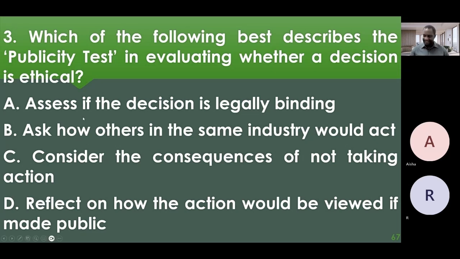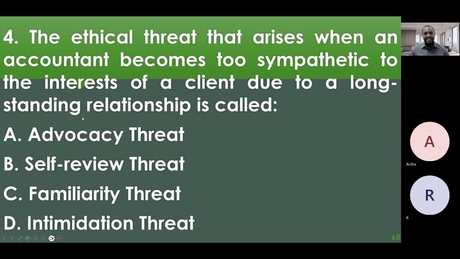We'll see. All right, number 4, the ethical threat that arises when an accountant becomes too sympathetic to the interests of a client due to a long-standing relationship is called A, advocacy threat, B, self-review threat, C, familiarity threat, D, intimidation threat.